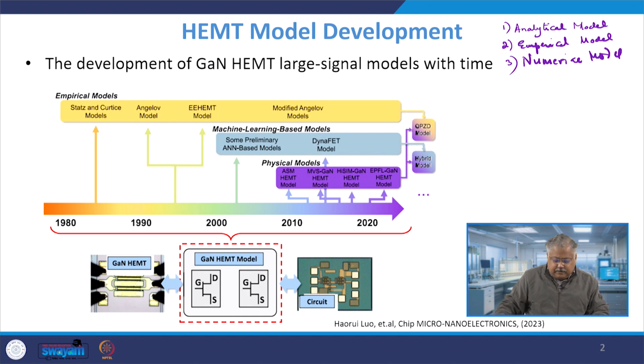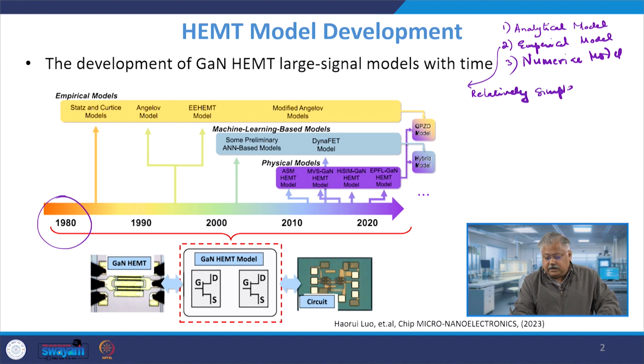Now, if you look at the timeline, typically in the 1980s, on the left hand side of this design, the early models were based on empirical models. One of the models developed was the Statz and Curtice model. The earliest empirical models used relatively very simple expressions, and you don't have to worry about the expression itself.